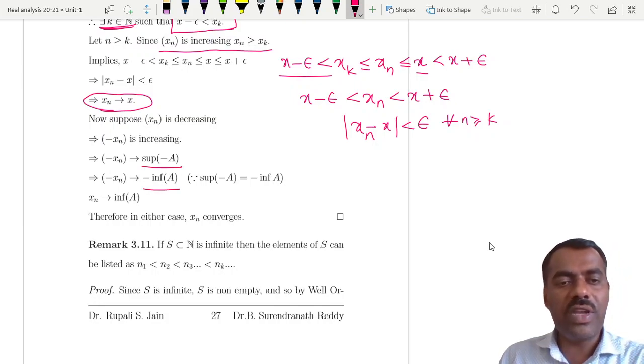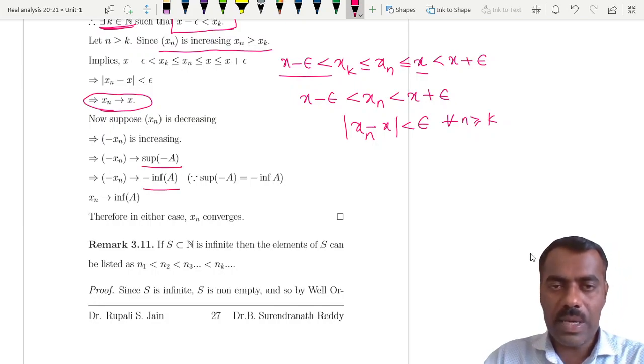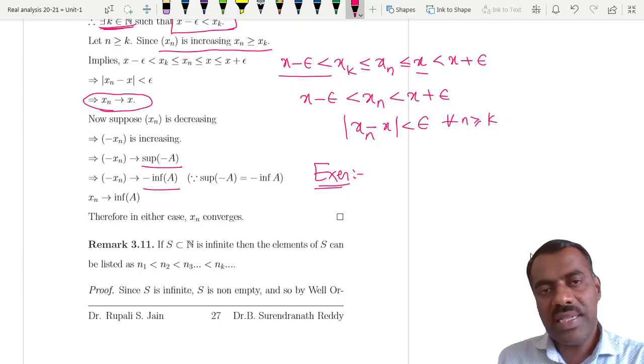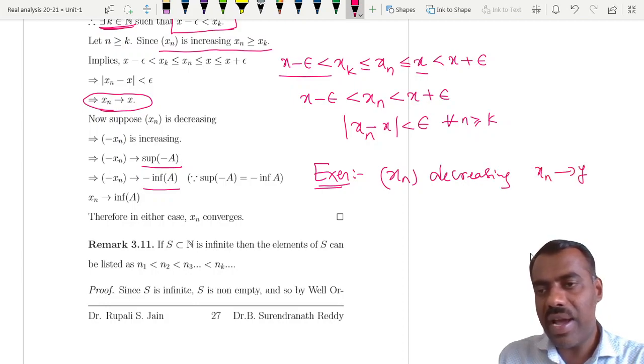Okay, therefore xn converges to the infimum. But instead of using this, I give you an exercise. If xn is decreasing, show that xn converges to, say, call it some y, where y is the infimum of A, which is the same as the greatest lower bound of A.